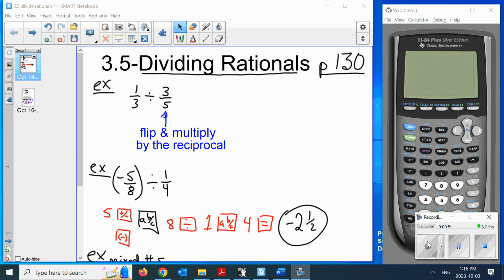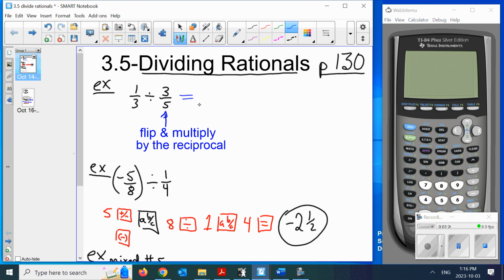They're divided by 3/5. There's my magic. According to the blue, direction is flip and multiply by the reciprocal. Really, I just say flip and multiply. Multiply by the reciprocal is just a fancy word.